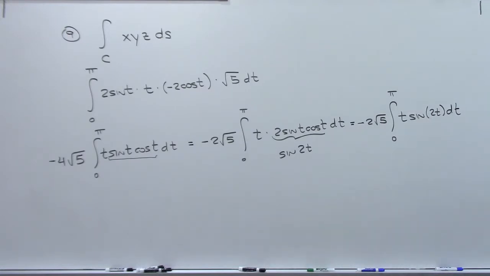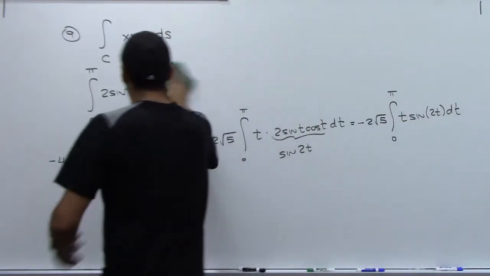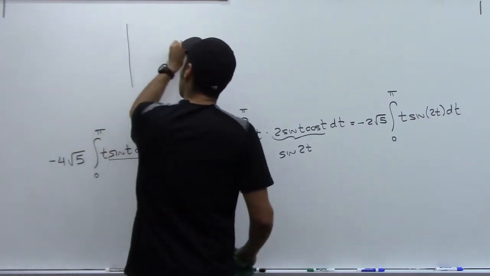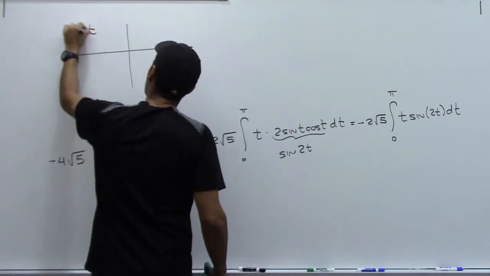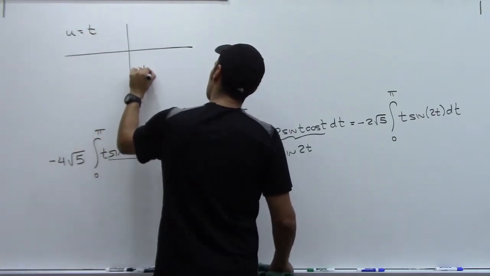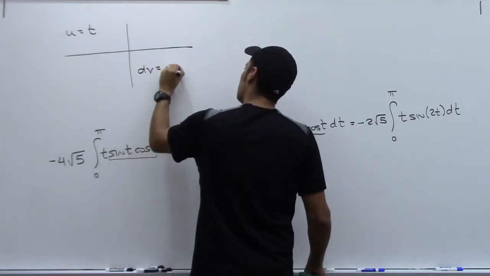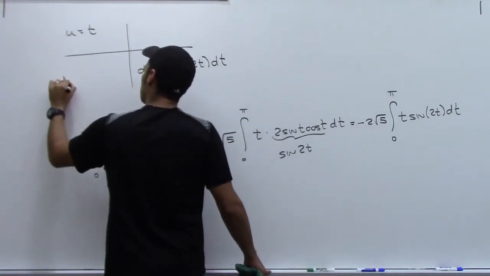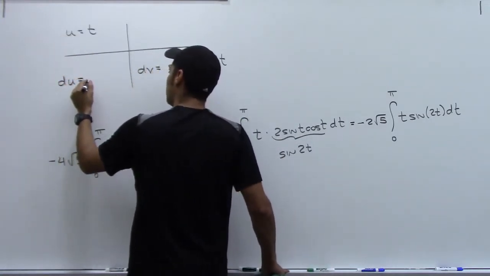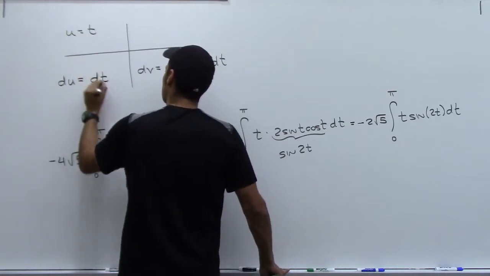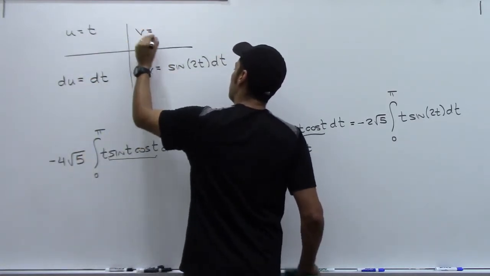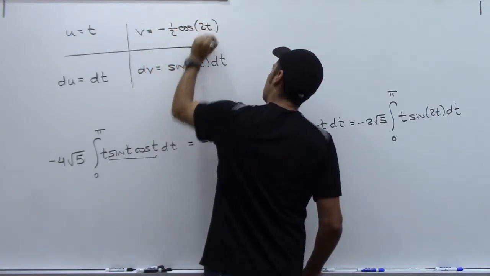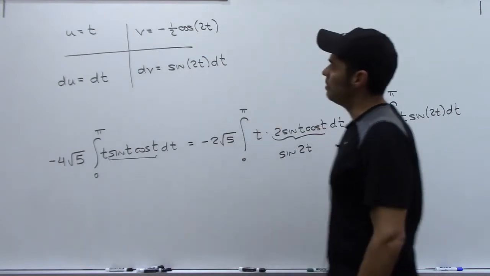And to integrate that, I think we're going to probably need integration by parts. Let's see how this goes. Let me make a table here. u is t. dv will be sine 2t dt, and then the derivative of u with respect to t is just 1 dt, so just dt, and the antiderivative of this will be negative 1/2 cosine 2t. So check it for yourself. The derivative of this is this.